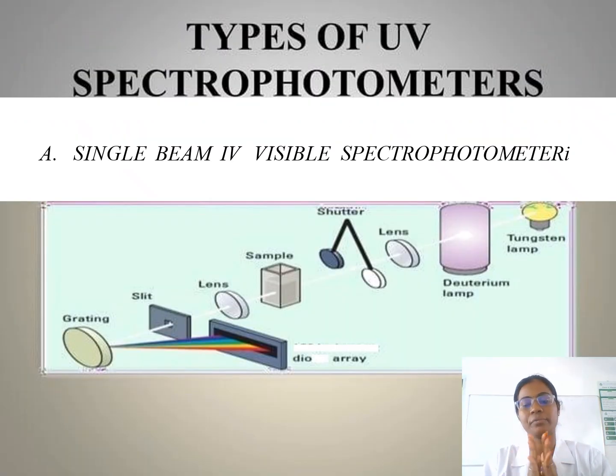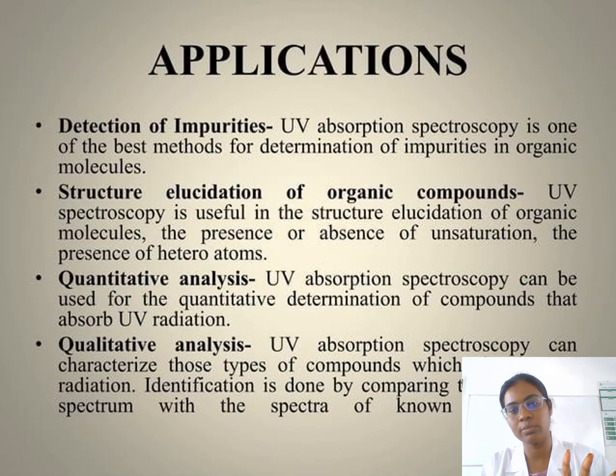What are the types of UV spectrometer? The first is the single beam and the second is the double beam. These are the single beam UV spectrometer, and these are the double beam UV spectrometer.